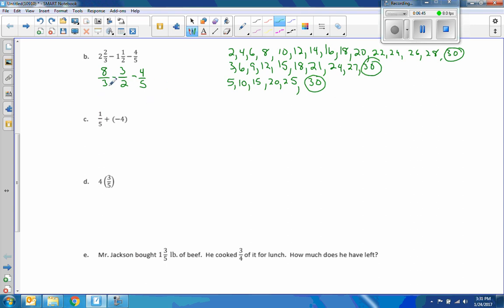So to get 30 here, I have to multiply it by 10. I'm going to start skipping a little bit of work because we've done this. So to get 30 in the bottom, I have to multiply 3 by 10. So I have to multiply the top by 10 to get 80. Minus. To get 30 from 2, I had to multiply 2 by 15. 3 times 15 is 45. 2 times 15, 30. Okay, minus. To get 30 out of 5, I have to multiply it by 6. So 6 times 4 is 24 over 6 times 5, which is 30.